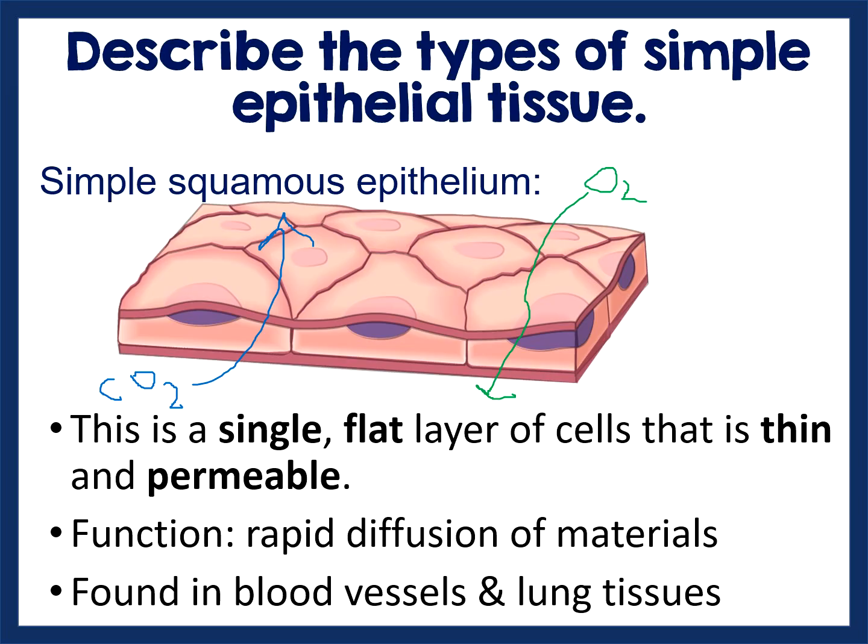So we're going to find this in places like the lungs or the blood vessels where you need to have a rapid diffusion of materials. If these were really tall, thin, tall cells, it would take too much time for that diffusion to happen and you wouldn't get enough gas exchange in the lungs and in the tissues.